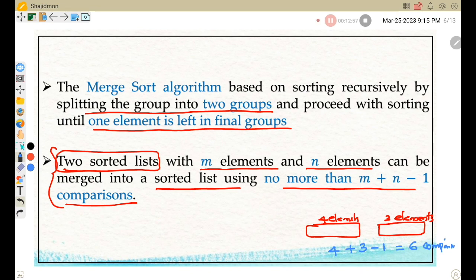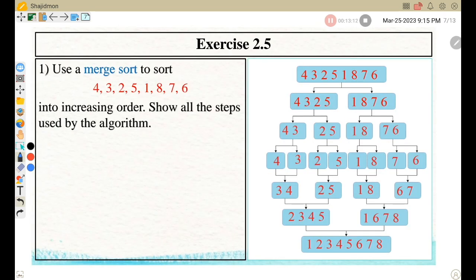Two sorted lists having m elements and n elements can be merged into a sorted list using no more than m plus n minus 1 comparisons. I hope you understood this meaning. Okay, now let me do some examples. Exercise 2.5: use merge sort to sort the list 4, 3, 2, 5, 1, 8, 7, 6 into increasing order. Show all the steps by using the algorithm.